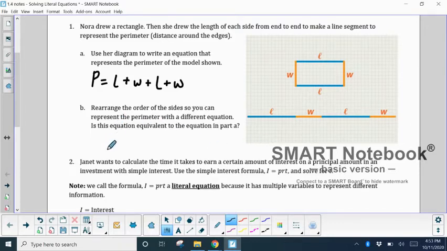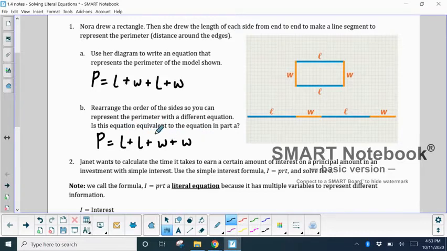Part B says rearrange the order of the sides so that you can represent the perimeter with a different equation. Okay, so basically, this is where we're going to get into rearranging variables. I can add different numbers or variables in any order. So I could maybe put the two lengths together and then put the two widths at the end. Maybe I do the widths first and then the two lengths. Maybe I do width, length, width, length. Any order you want to add them in, doesn't matter. They'll always be the same.